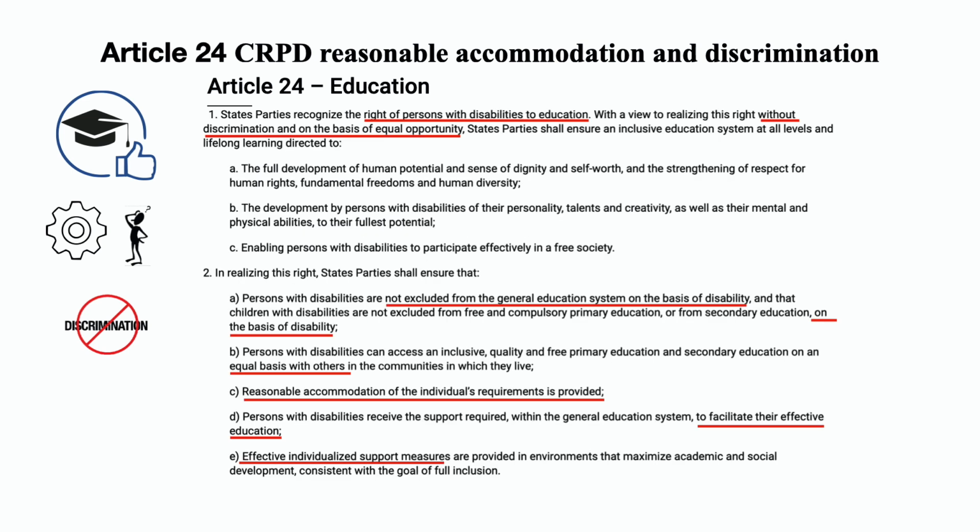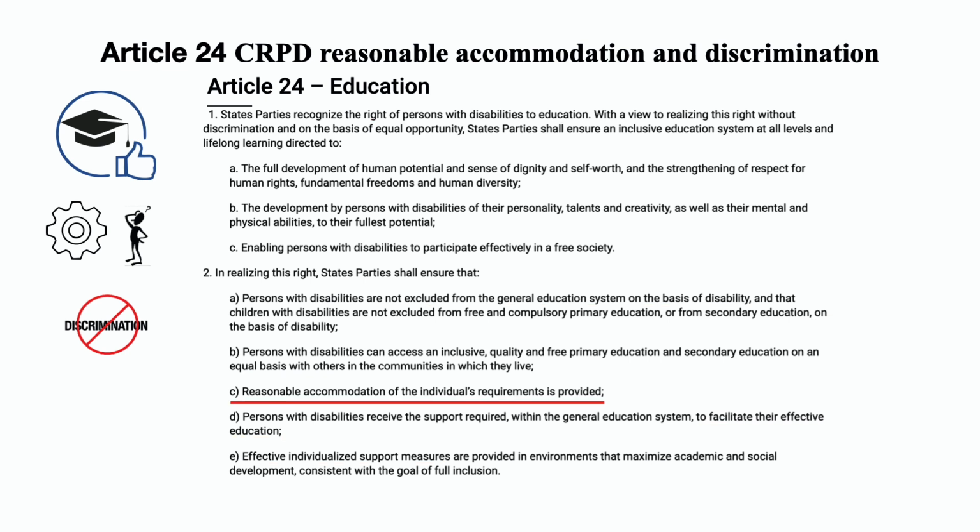Article 24.2 obliges states parties to realize the right to inclusive education. It contains a general prohibition on excluding people on the basis of disability from an inclusive education system. It guarantees access on an equal basis with other members of their community. It provides effective individualized support measures, and it ensures that persons with disabilities receive the necessary support to facilitate their effective education.